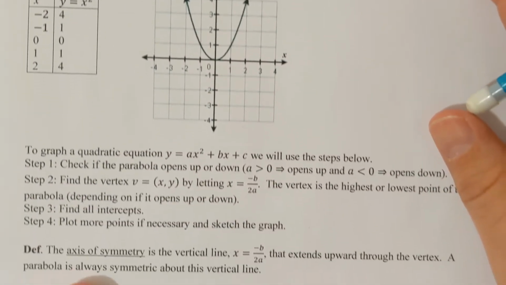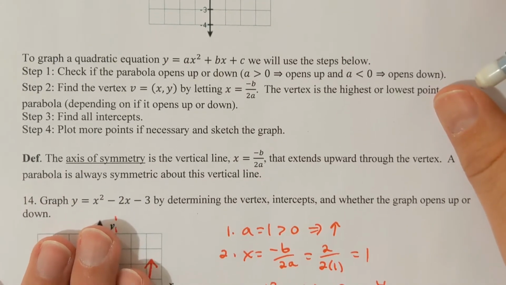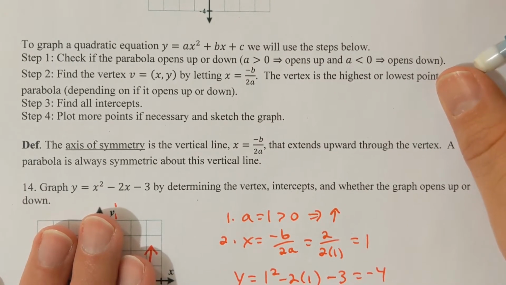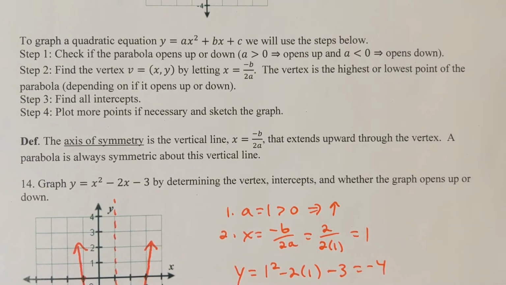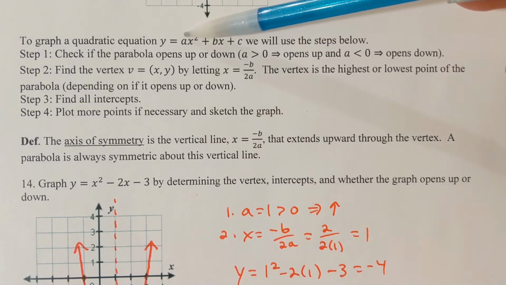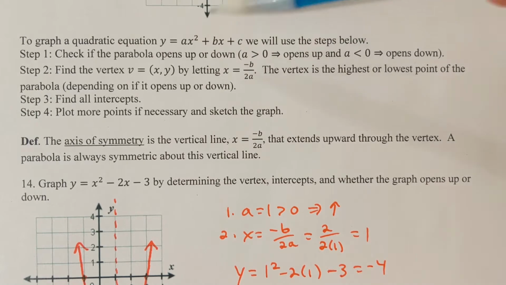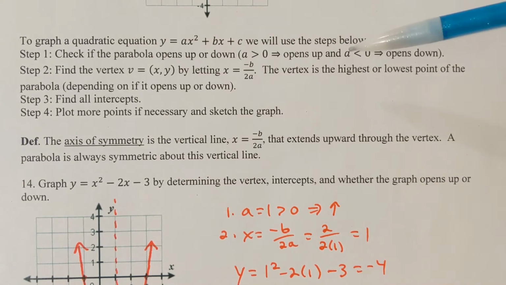Now, there's lots of different ways that you can draw a parabola. We're going to focus on the steps that are listed here below. It says to graph a quadratic equation, y equals ax squared plus bx plus c. Step 1. You're going to check if the parabola opens up or down. We're going to know that immediately by just knowing the a value. If a is a positive number, the graph opens up. If a is a negative number, the graph opens down.